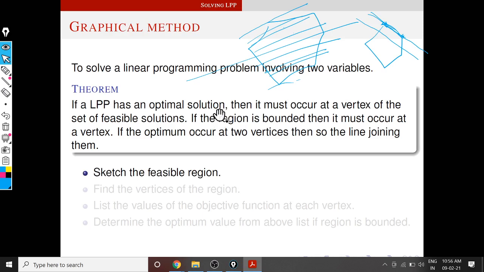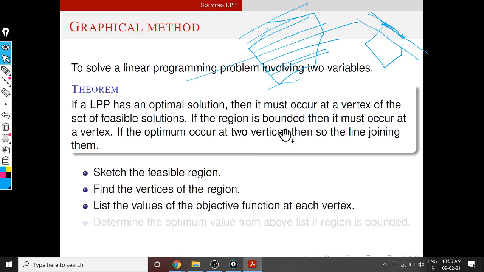So anyway, this is the algorithm for solving by the graphical method. First we have to sketch the feasible region, then find the vertices of the region, then list the values of the objective function at the vertices, then determine the optimum.